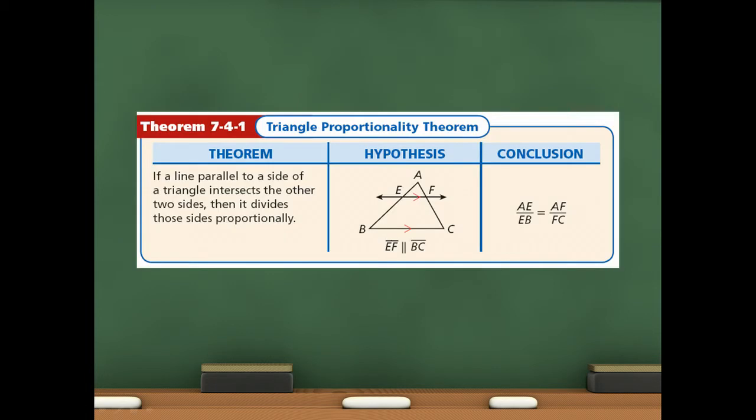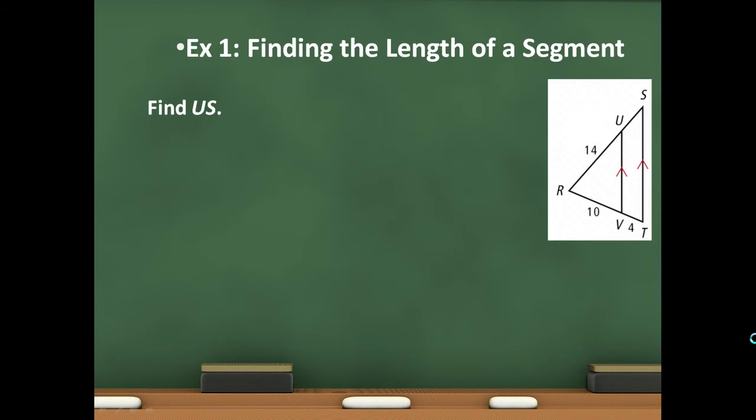Theorem 7.4.1, the triangle proportionality theorem, states: if a line parallel to a side of a triangle intersects the other two sides, then it divides those sides proportionally. As you can see in the picture, in triangle ABC, EF is parallel to BC. That means that AE over EB is the same proportion as AF over FC. We can use this to find the length of a segment.